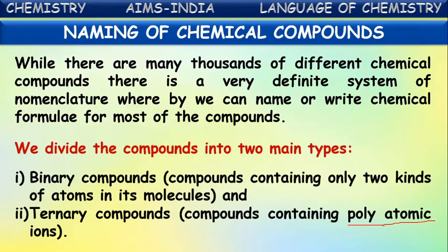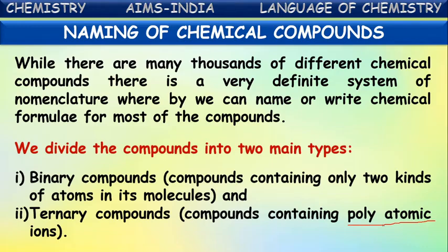For example, sodium sulfate or calcium carbonate. In that there is an ion called carbonate ion, CO3 2 minus, it is called. It contains more than one kind of atom in the ion. That kind of ion is called a polyatomic ion. There are totally four atoms in the ion. They are called polyatomic ions or simply radicals also. So the compounds containing these polyatomic ions or radicals are called ternary compounds.